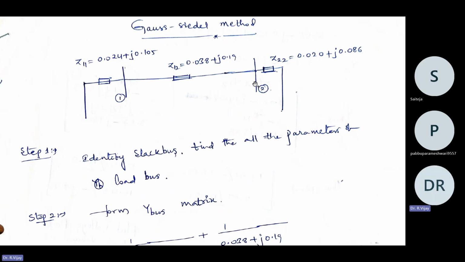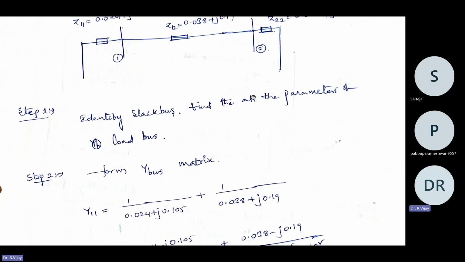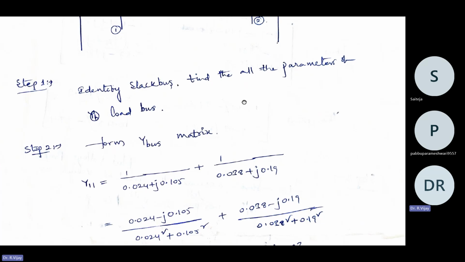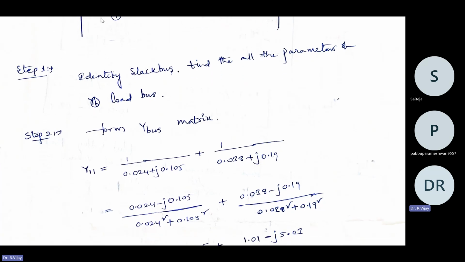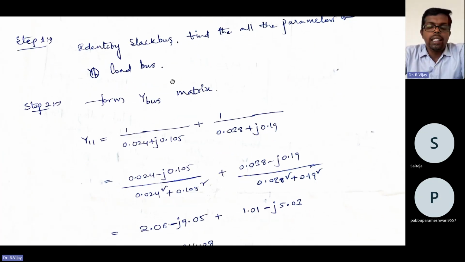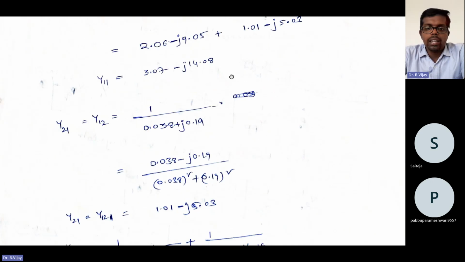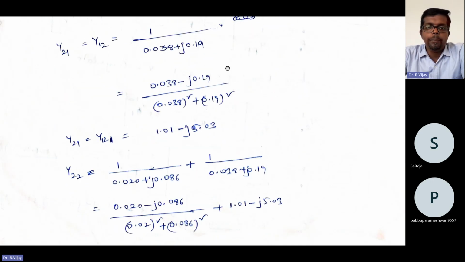We need to identify the slack bus. Next, find all the parameters of the load bus. So we need to identify which is the slack bus, and we need to find all the parameters of this load bus. The next step is to formulate the Y bus matrix. So Y bus matrix, you know, a 2 cross 2 matrix will come.